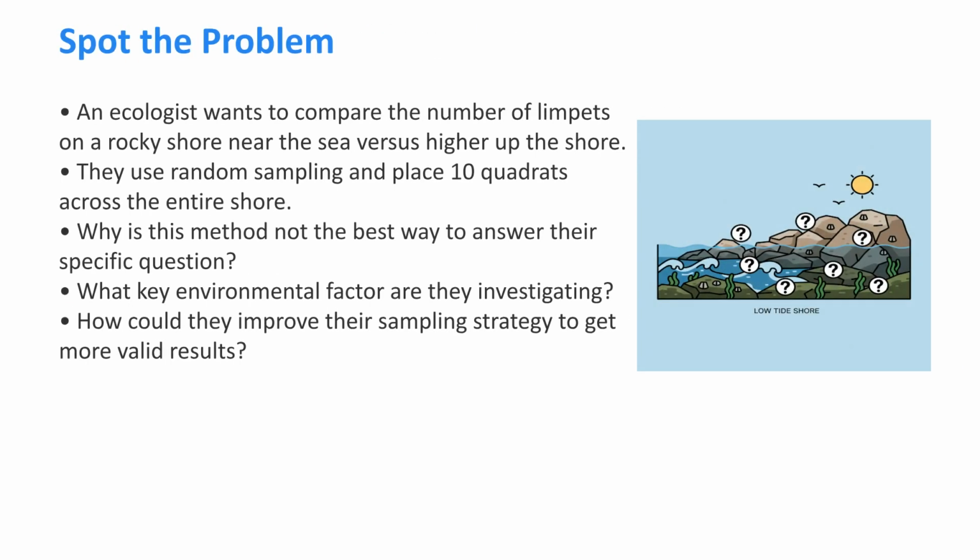Let's spot a problem. An ecologist used random sampling to compare limpet numbers on a rocky shore. Why is this not the best method for their specific question? And how could they improve the strategy for more valid results?